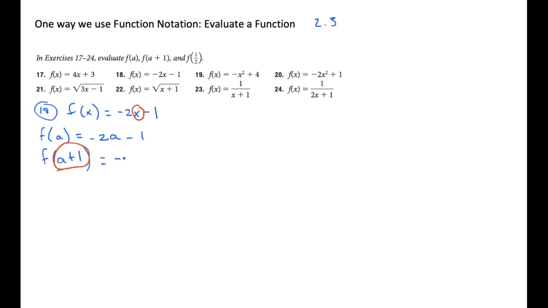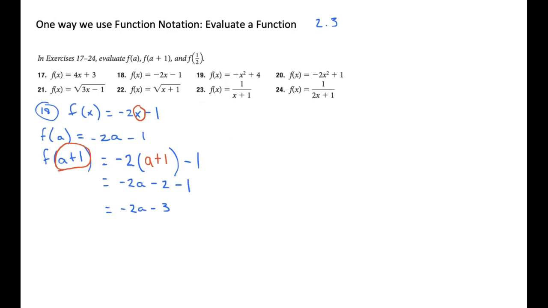So we've got negative 2, and instead of x, I'm going to put a plus 1. So every time I see an x, I'm going to put what was inside the parentheses, the f of a plus 1, minus 1. So now I'm just going to distribute this and say negative 2a minus 2 minus 1. So that gives us negative 2a minus 3.